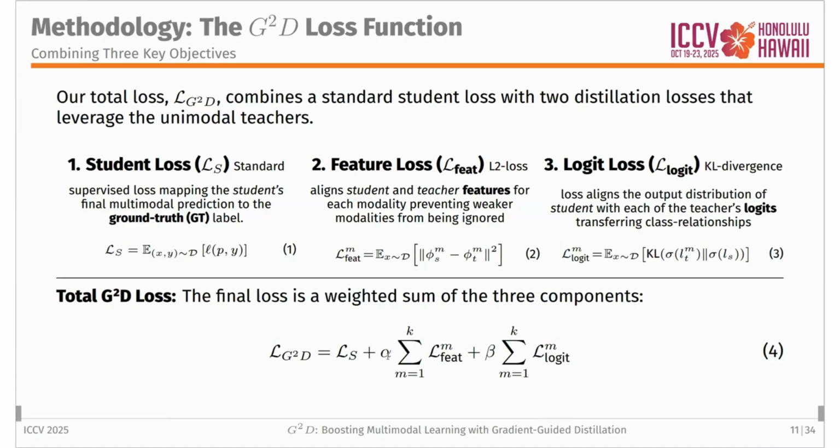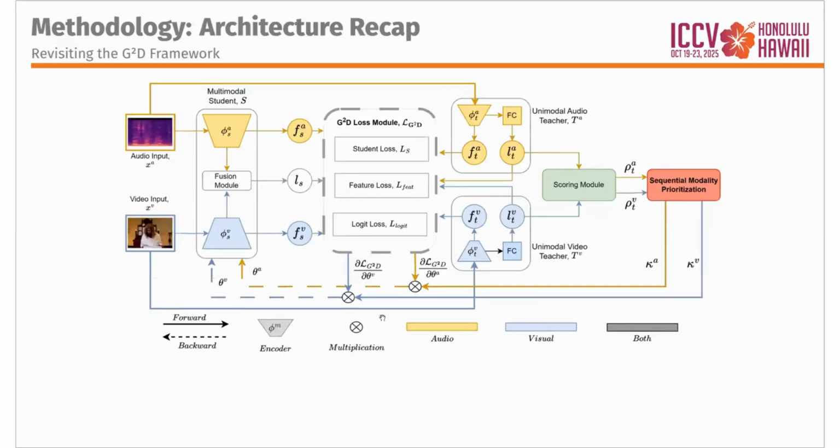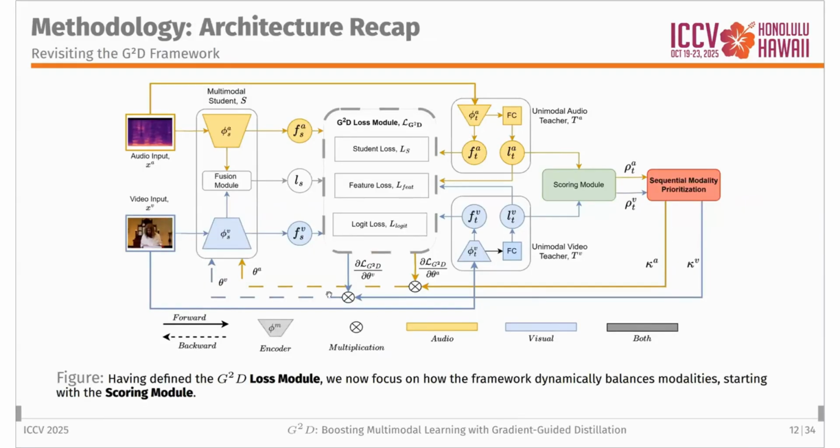Alpha and beta are weighting coefficients. We kept both at 1, and that gave us the best performance, as you will see later. So now we are done with the G2D loss module. Next, we'll focus on how the framework dynamically balances modalities, starting with the scoring module.